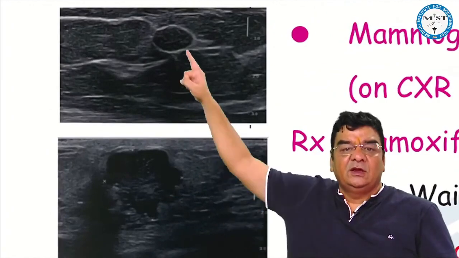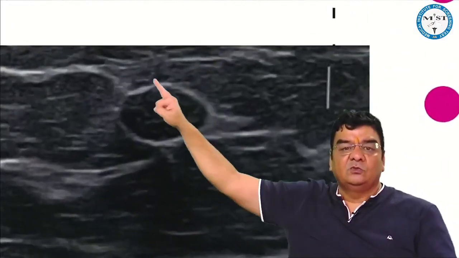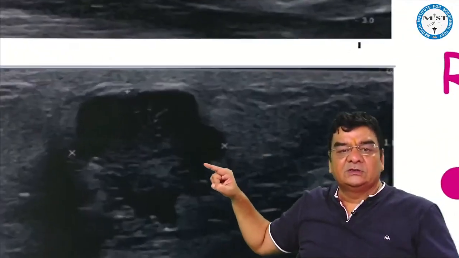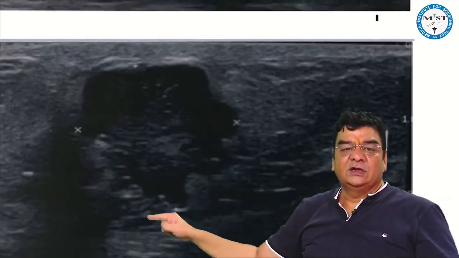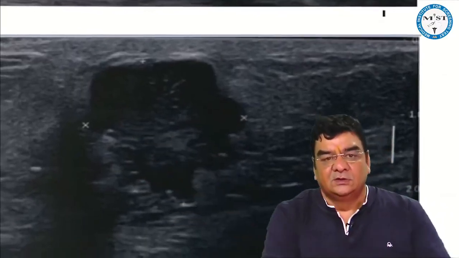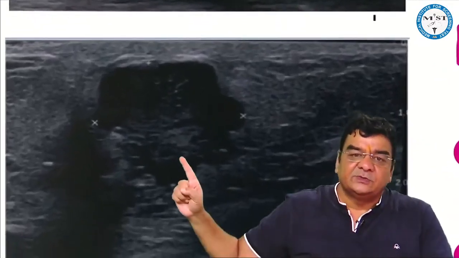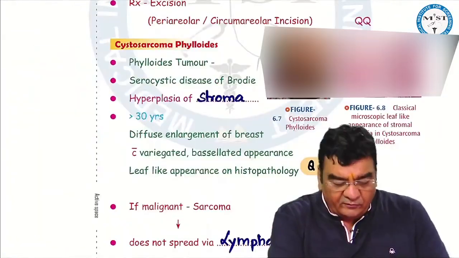And this is what we are seeing suspicious on imaging. Here, if you look at this ultrasound, then it looks to be a nice smooth margins lump. But if you look at this ultrasound, then you find irregular edges like this. So, if it is suspicious on imaging, then yes, we need to remove these fibroadenomas.